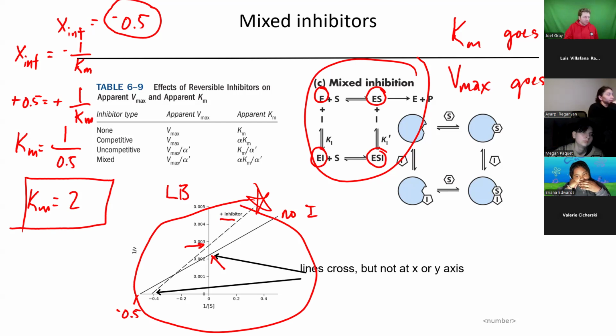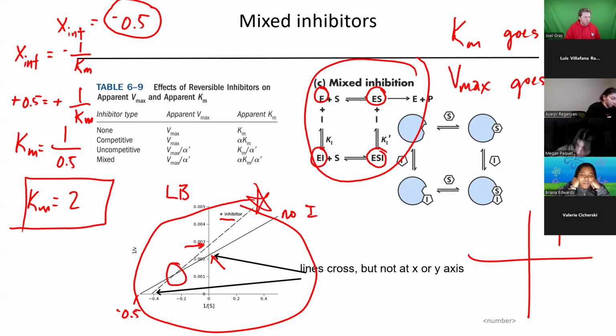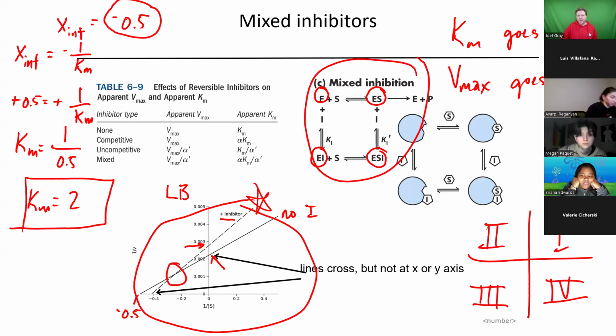One of the ways that I think about this is, do my lines intersect? They do. Where do they intersect? I always think back to this is quadrant 1, quadrant 2, quadrant 3, this is quadrant 4. Where is the intersection of my lines taking place? It's in quadrant 2. So whenever I think about a mixed inhibitor, I think quadrant 2. That helps me out because then I can say, okay, that's where my lines are going to intersect. That is a mixed inhibitor.